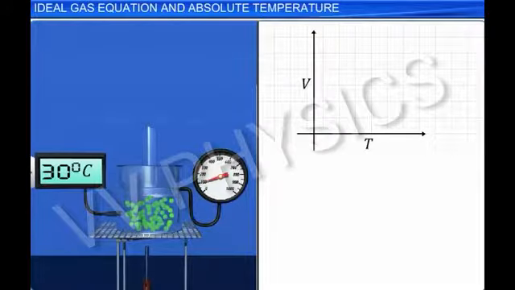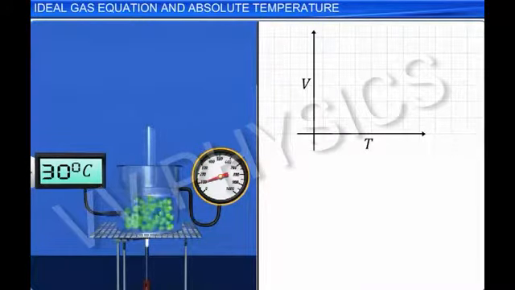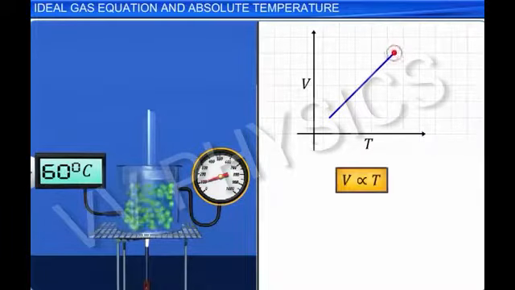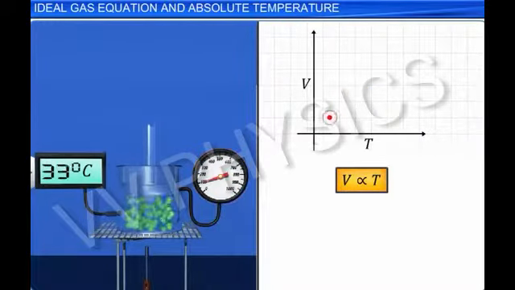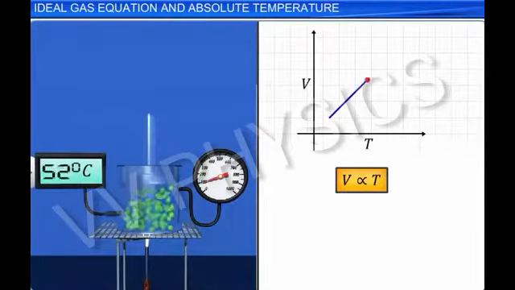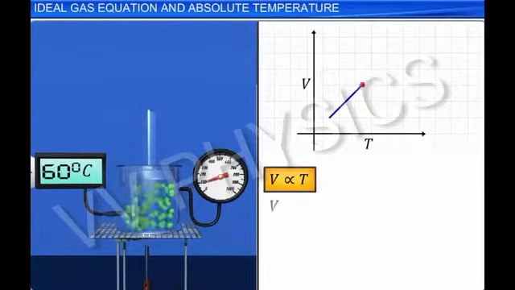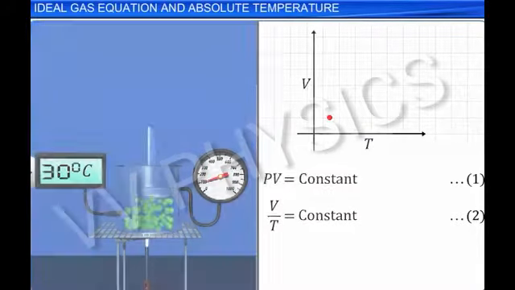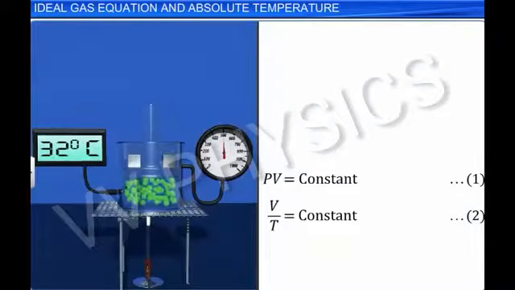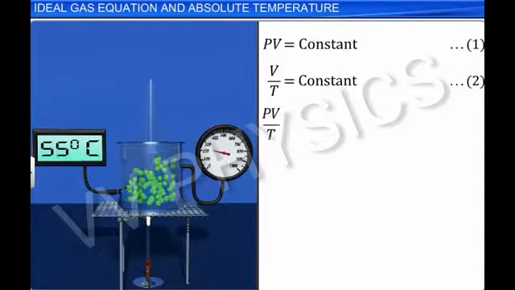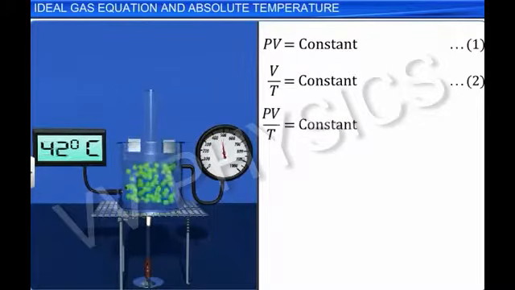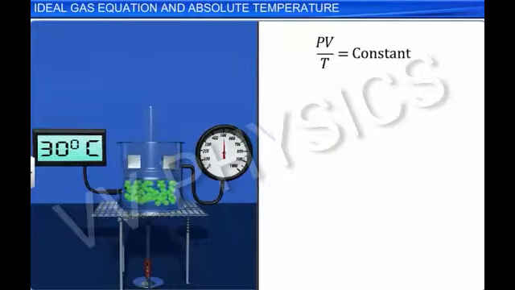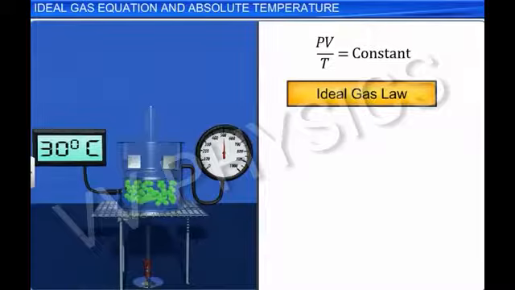According to Charles' law, at constant pressure, the volume of a given mass of gas is directly proportional to its temperature T. Therefore, V by T is constant. On combining equations 1 and 2, we get PV by T is equal to constant. This is known as the ideal gas law.